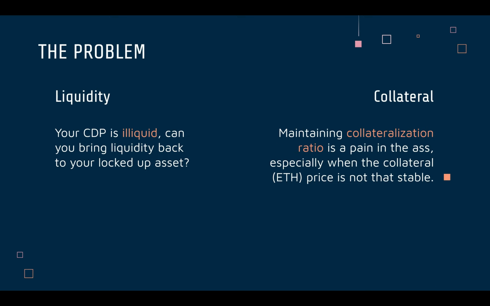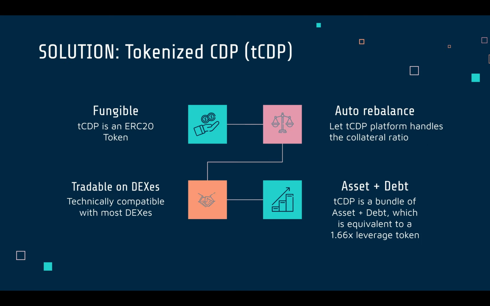People have their ETH locked up to borrow DAI, but the liquidity of CDP is not as good as the liquidity of ETH itself. Also, maintaining the collateralization ratio is a tough issue. CDP holders are constantly in fear of liquidation.